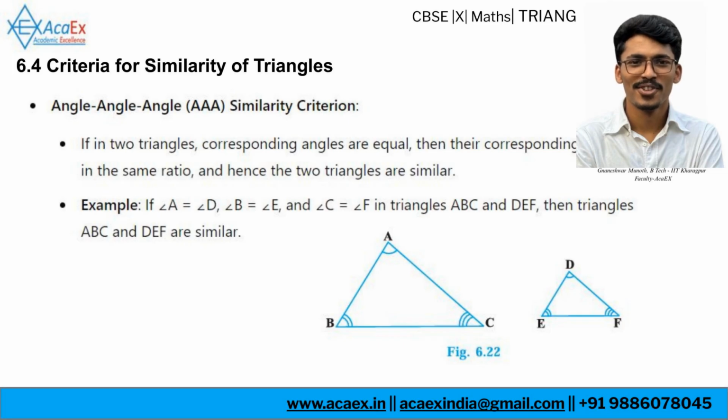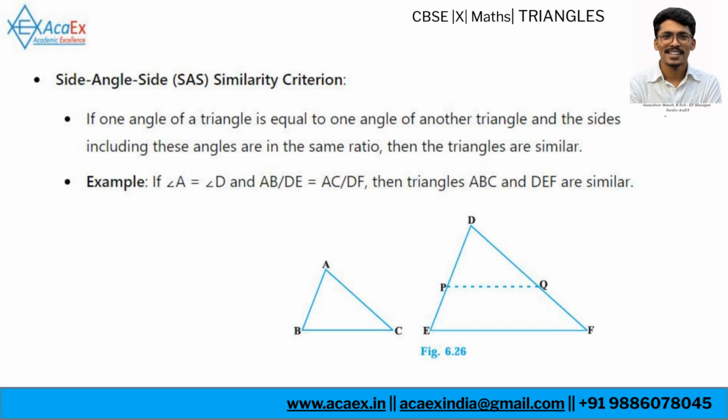Criteria for similarity of triangles. Angle, angle, angle, AA, similarity criterion. If the corresponding angles of two triangles are equal, then their corresponding sides are in the same ratio, and the triangles are therefore similar.